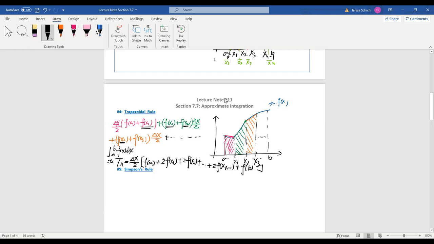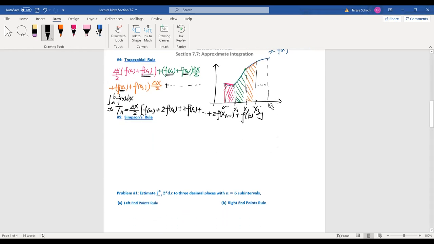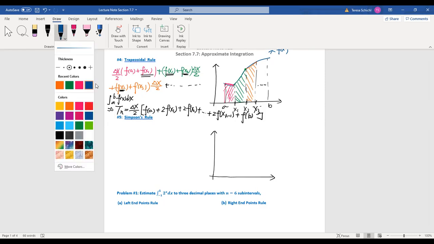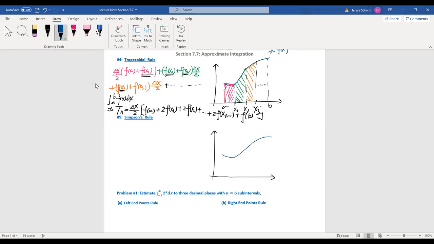Okay, so the Simpson rule. What is the Simpson rule? Trapezoid, by name, means you use trapezoids. Then the Simpson rule says I'm going to approximate my integration by using a parabola or quadratic. What does that mean here? Let's take a look. If this is my function f of x, and this is the interval a to b.